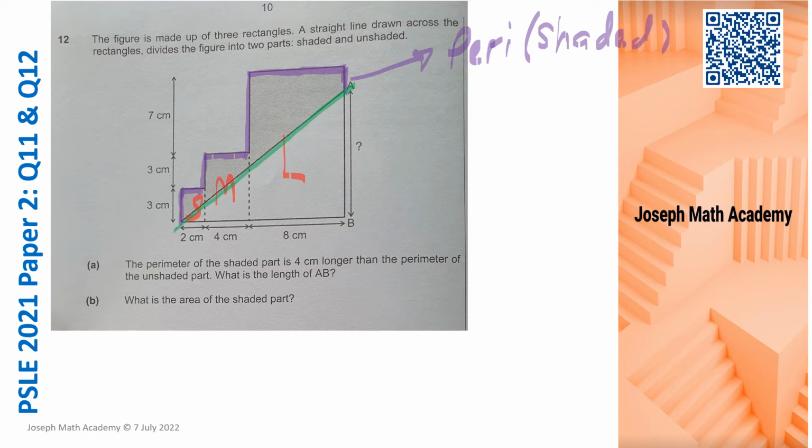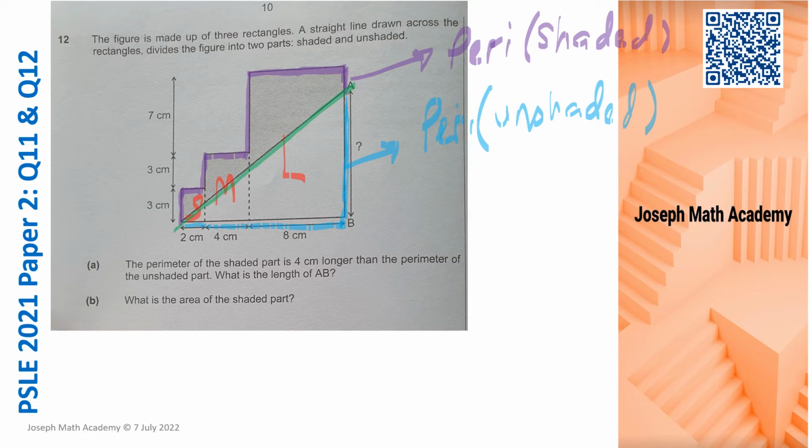What about the perimeter of the unshaded? So perimeter of the unshaded will be here. This plus this and the green line. Okay, so this one, perimeter of the unshaded will be the blue line plus the green line. Okay, all right.